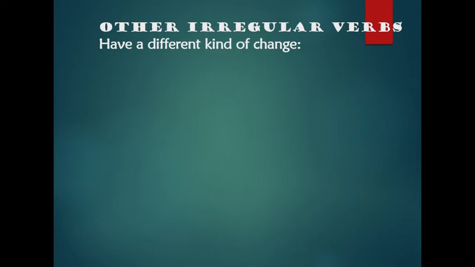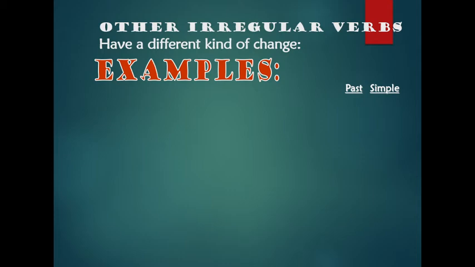We have other irregular verbs that have a different kind of change. We talked about the change in the vowel, and now some examples. Past simple. Teach in the present. Change it. So many letters are changed here. Teach, T-E-A-C-H. Taught, T-A-U-G-H-T. Difference. Bring. It changed into brought. So bring becomes brought.